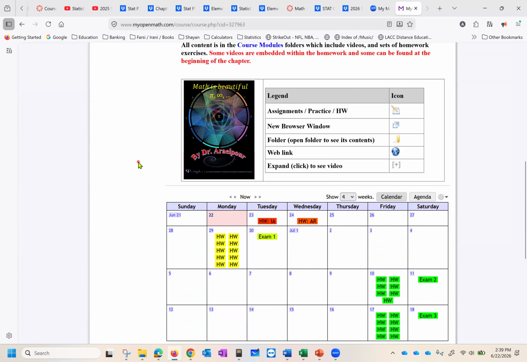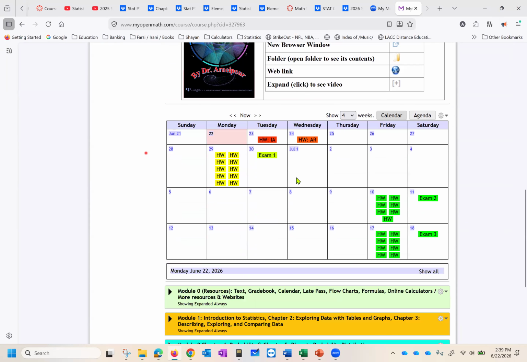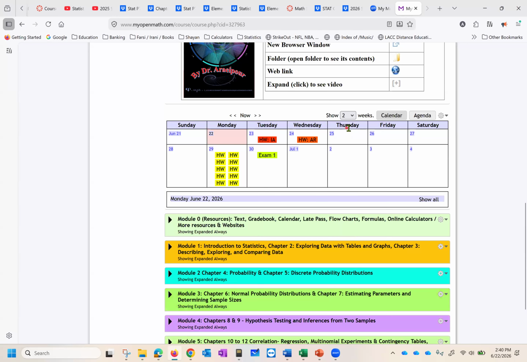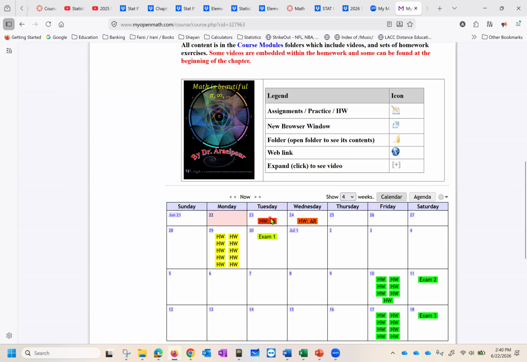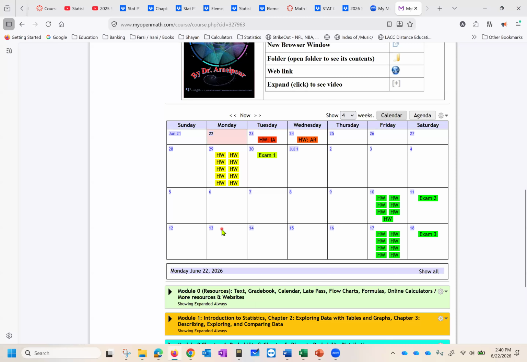So as we scroll down, look at the calendar and you can change the number of weeks. For example, we can do 2 weeks or more, 4 weeks. As you can see, the first couple of assignments are coming up. If you look at exam one and right before that, all the homework for the first 3 chapters are due there. If you wait until that day to do the homework, you're not going to get ready for the exam. Instead, you have to do it on a daily basis. I can't emphasize this enough, okay?